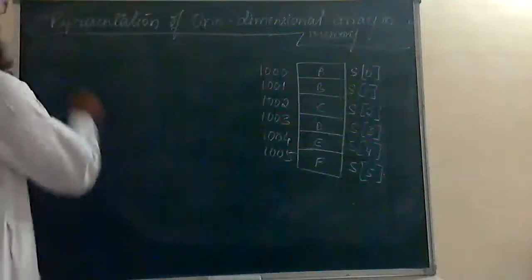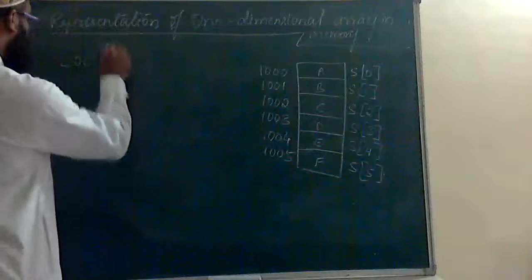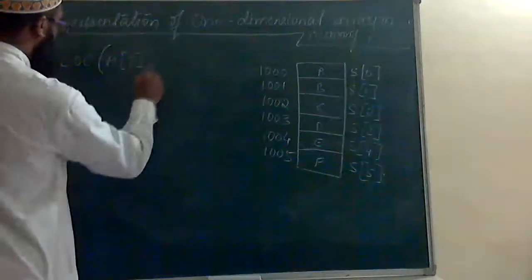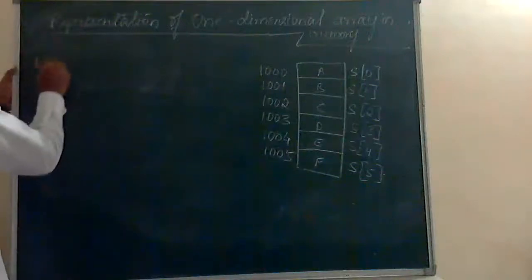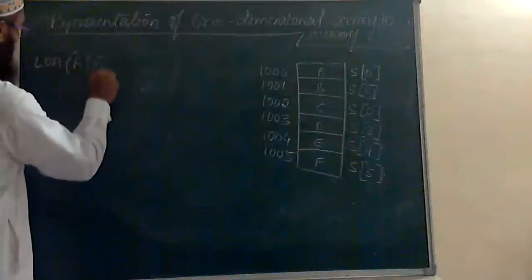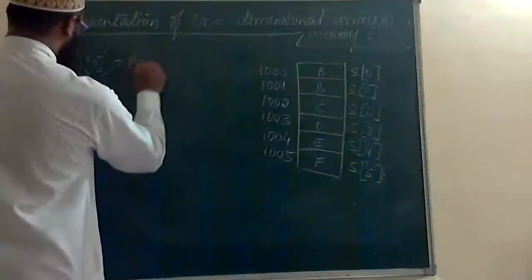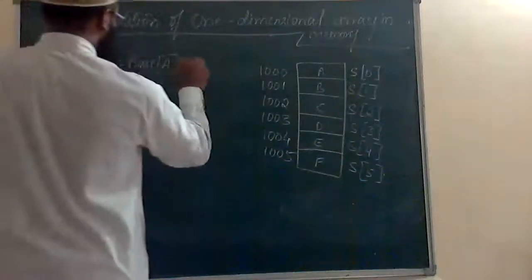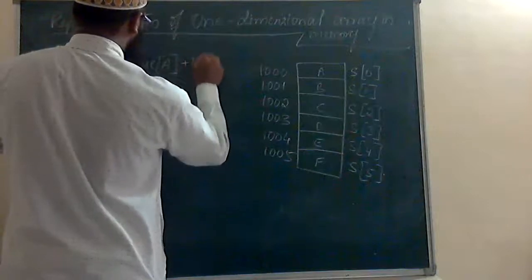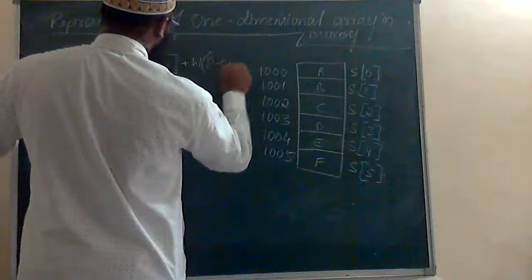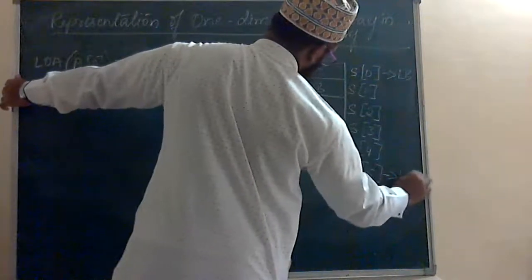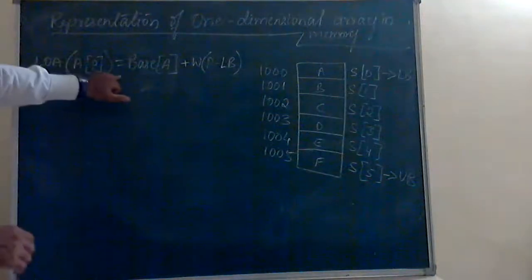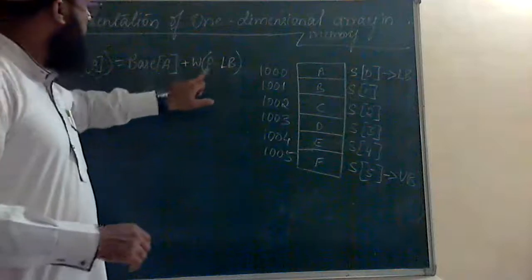Here, there is a formula for this. Location of A of P is equal to base A plus W into P minus LB. LB means this one, the lower bound. This one is the upper bound. Location of A of P is equal to base A plus W into P minus LB.